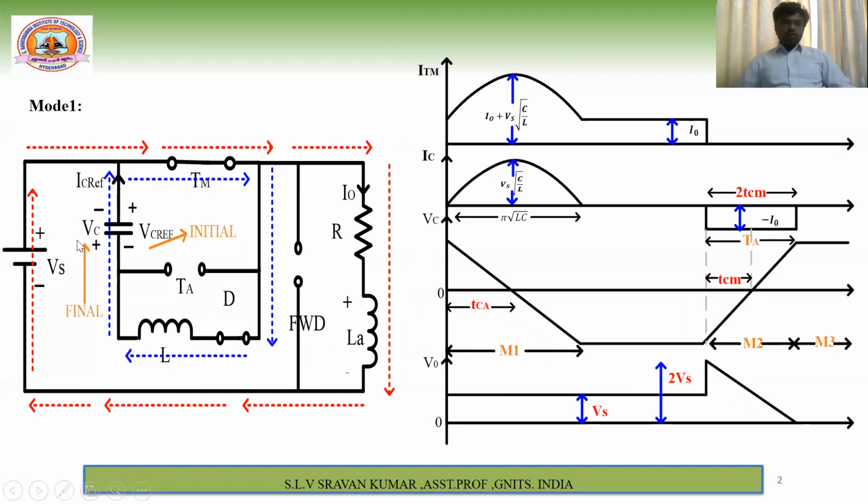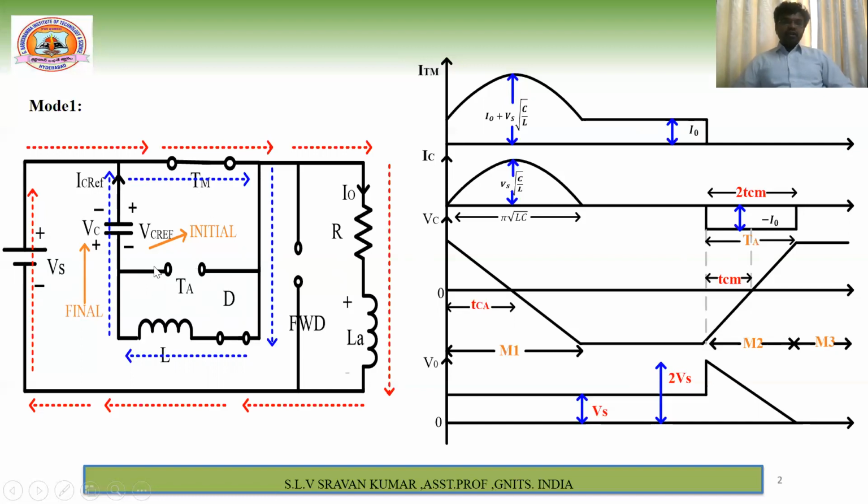Now at the end of this mode, if you observe these polarities, negative is applied to the anode and positive is applied to the cathode. That means a reverse voltage will exist here, but the thyristor is still in the on state.